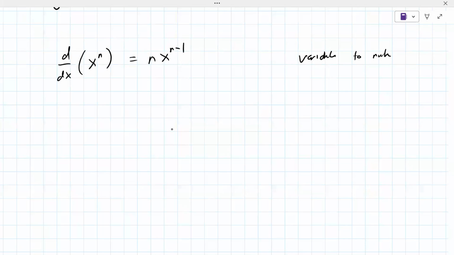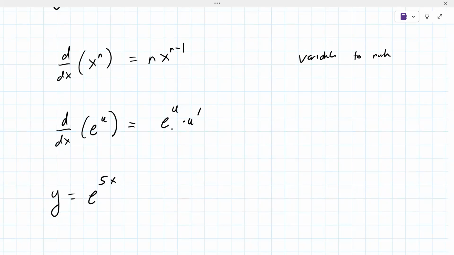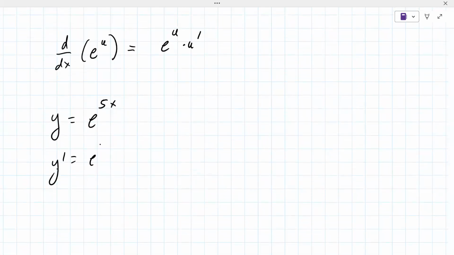Okay. So just as a reminder, power rule: if it's x to the n, if it's a variable to a number, that's important, the derivative is nx to the n minus one. Then, if it's e to the u, the derivative is itself times u prime. So if it's e to the 5x, the derivative is itself times the derivative of 5x, which is 5. So you might write it as 5e to the 5x.